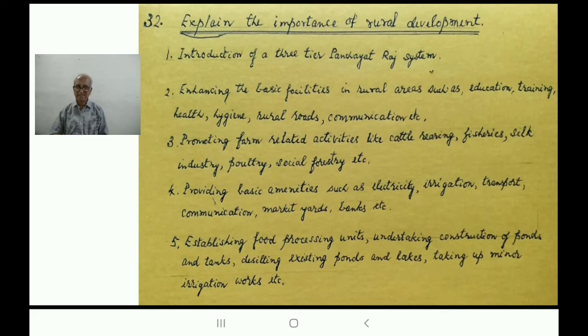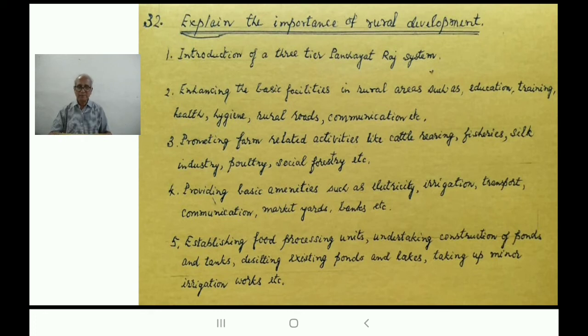See, introduction of a 3-tier Panchayat Raj system, that is what is focused on by our constitution. At the central level, central government, state government, and we have the Panchayat Raj. Panchayat Raj once again works at 3 levels: the village level, the taluk level, and the district level. It's a 3-tier Panchayat Raj system we have.